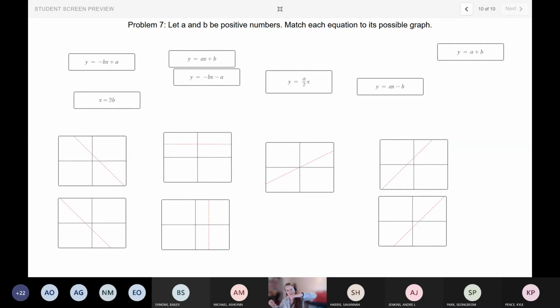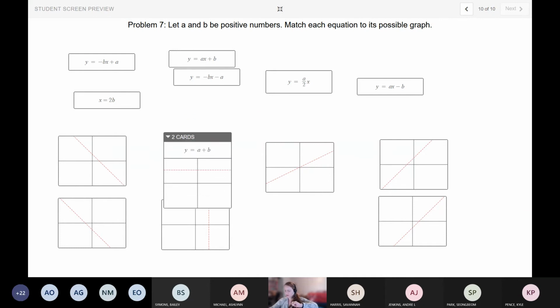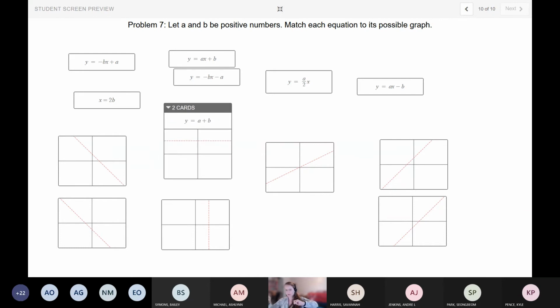So remember, on the last question, we just found out that a horizontal line is always going to be a y equals, and it has to be y equals without an x in it. That's the point. So the only one that has y equals and doesn't have an x in it is this y equals a plus b. It's kind of tricky because it's got the addition in there. They kind of trip you up a little bit there. But that one would match with that.